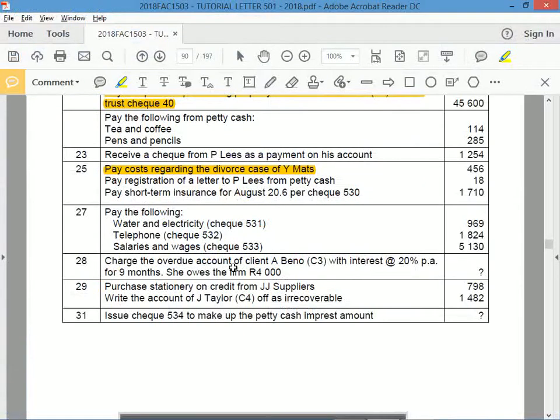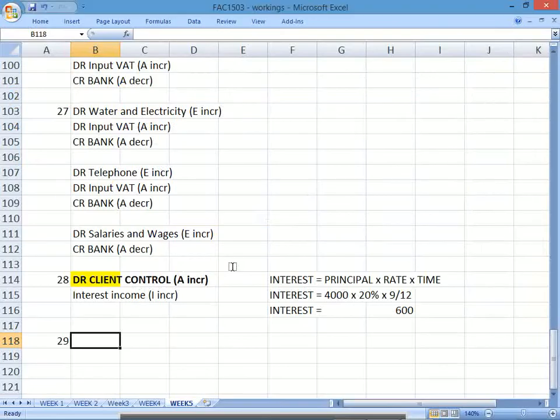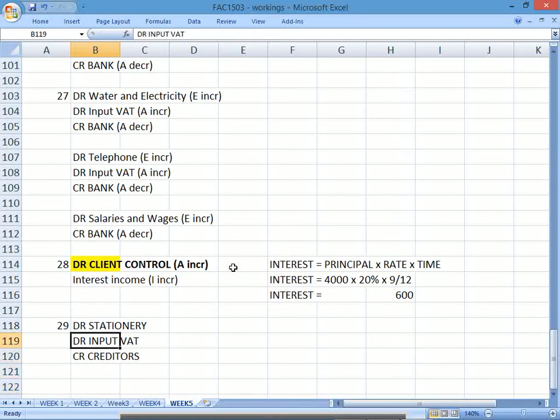29. Working for 29, purchase stationery on credit, that's an easy one. Debit stationery, debit input VAT, credit creditors. That would have gone to your normal creditors journal or purchases journal or general journal, and it'll just look like that, exactly like that. Okay.